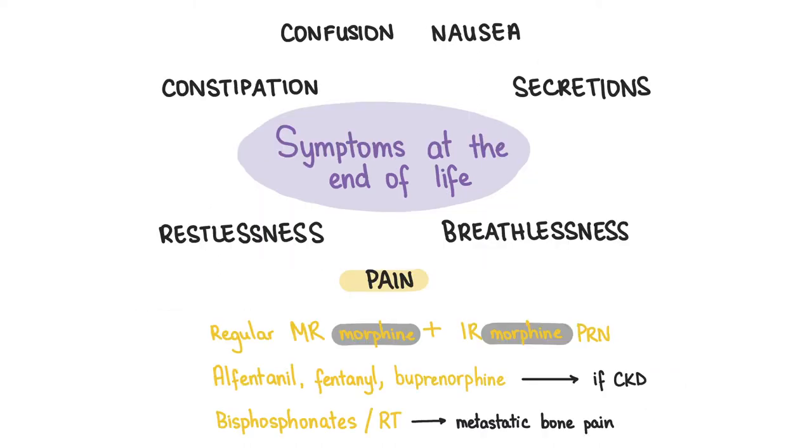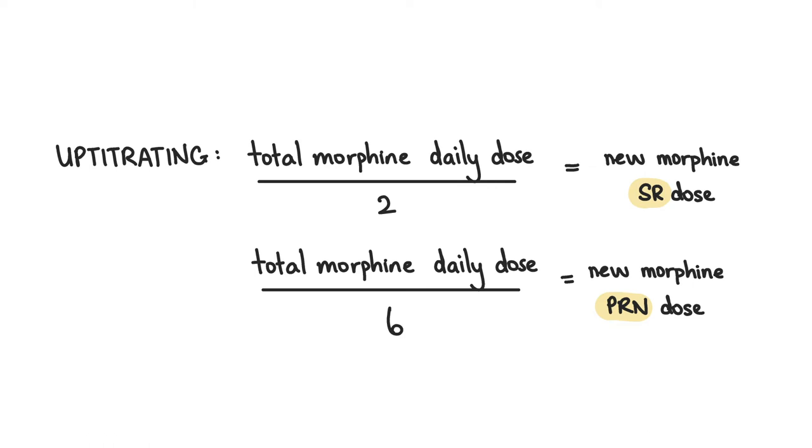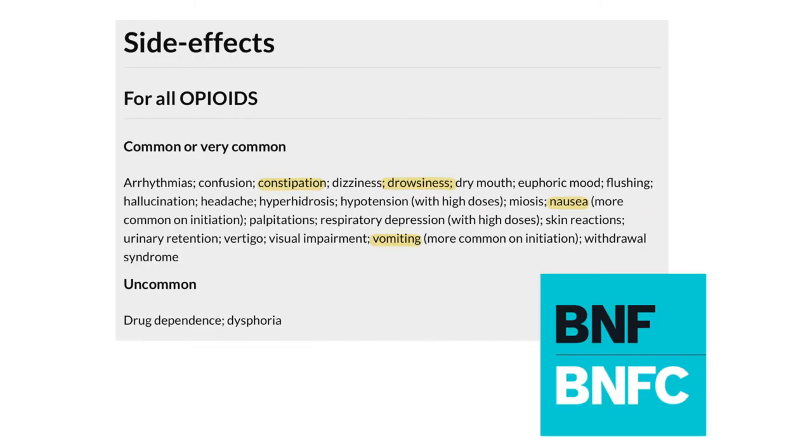Pain optimization is essential. Usually, patients are offered regular oral modified-release morphine with oral immediate-release morphine for breakthrough pain. If patients use lots of PRN morphine during the day, then the regular morphine dose may need to be uptitrated. This is done by adding up the total morphine daily dose and dividing this value by 2 to give the new morphine modified-release dose, as modified-release morphine is usually administered twice daily. The total morphine daily dose is then divided by 6 for the new morphine immediate release breakthrough dose, which can be prescribed PRN. Side effects of opioids include transient nausea, vomiting, and drowsiness, plus constipation.